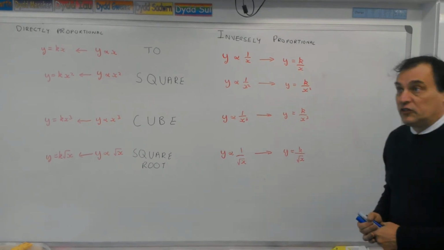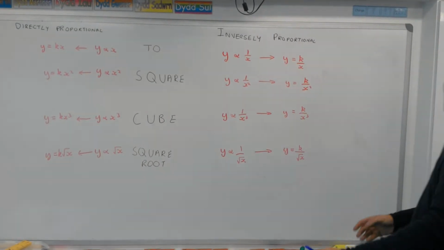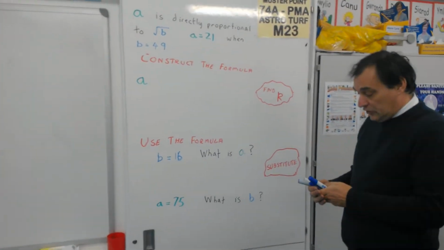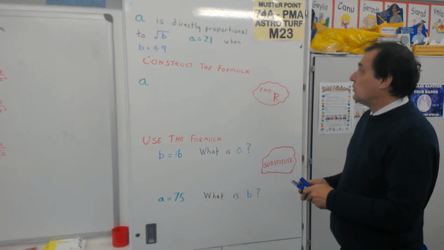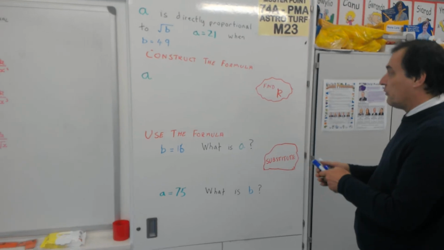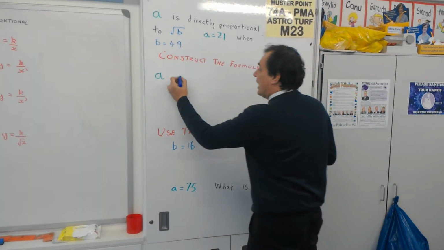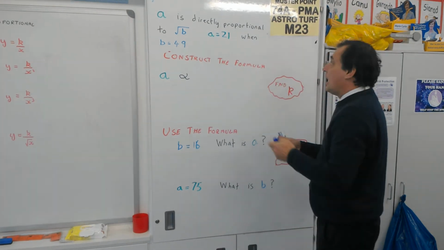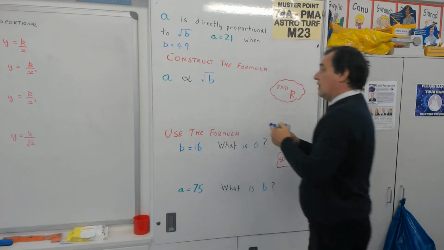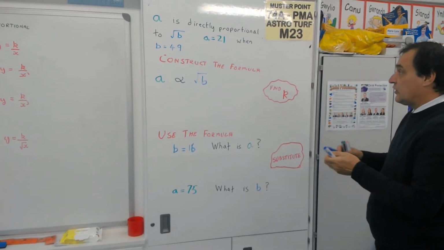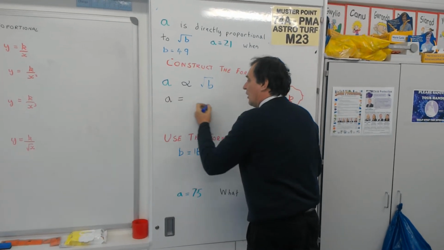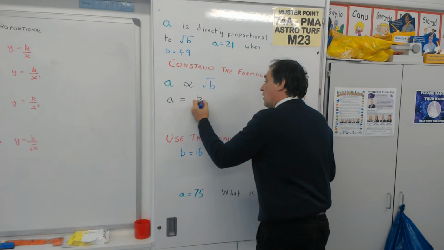The first one I'm going to attempt is a directly proportional question, so I'm going to move over to this board here where we've got A is directly proportional to root B. Now A is 21 when B is 49. So the first thing we do is A ∝ root B. The next stage is we make our formula. So A is k root B.